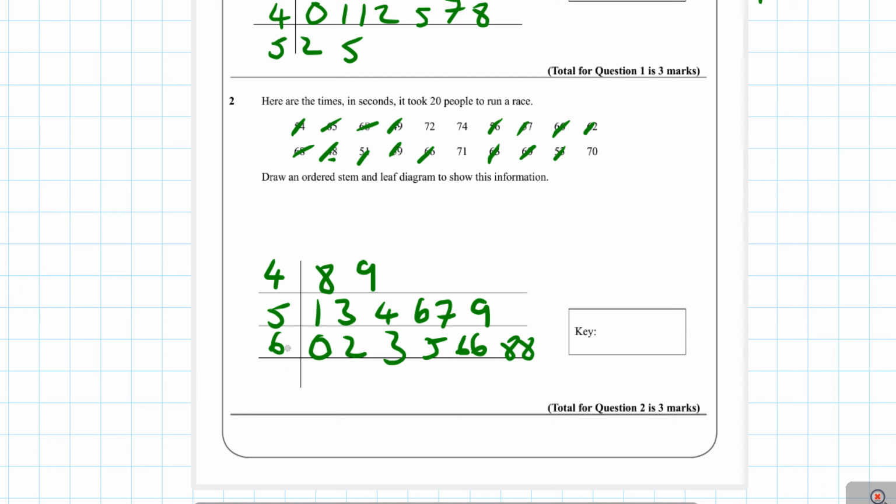And then the 70s is the next one. We've got 70, 71, 72, and 74. And again, just put in a key, you can put in any of the numbers, so we'll do 5 and 1 instead. So that is equal to 51 seconds. Make sure you use the correct units from the question as well. So in this case, it's the time in seconds.